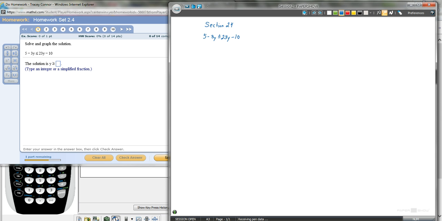So what we need to do is get y by itself. So what we're going to do is subtract 23y from both sides. So we end up with 5 minus 26y less than or equal to negative 10. And then we'll subtract 5 from both sides. So we get negative 26y less than or equal to negative 15. And then we're going to divide both sides by negative 26.